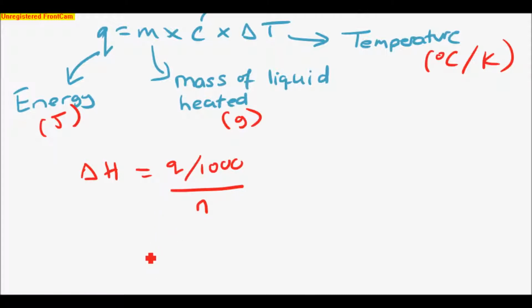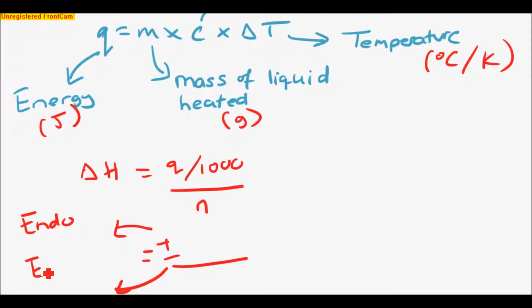At the end of the process, we might then need to decide on the sign. It could be positive or negative. If the value is positive, the reaction would be endothermic. If the reaction is exothermic, it will be a negative value. Okay, so we're going to use this bit of information to now carry out an examination question.